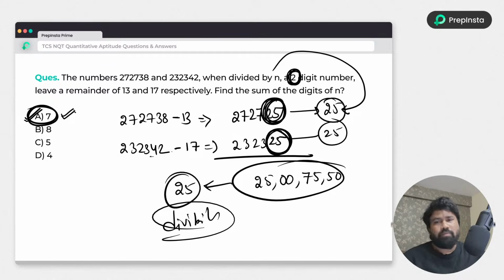Very simple problem. Common sense. You need to be very friendly with the numbers, then only you will get the answers easily. If the last 2 digits are 25, I can say 25 will be the multiple. I can't take 75, I can't take 50 as well. So that's why I take 25. That will give you 13 and 17 as a remainder. Why? Because we subtracted already. If you add them back, 25 will give you the remainder 13 and 17.